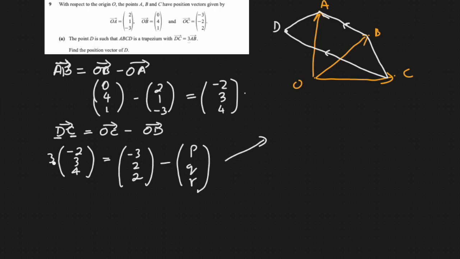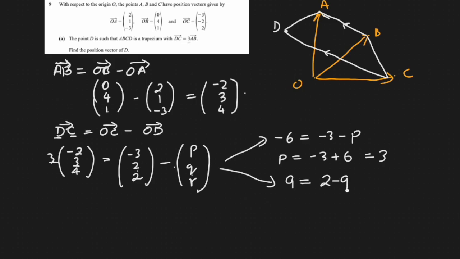Okay, so now we can easily make equations out of them. First equation, for the x component: 3 times minus 2, minus 6, equals minus 3 minus P. So let me bring P to the left side. P becomes positive and it becomes minus 3 plus 6, which is 3. Q: the equation will be 3 times 3, 9, equal to 2 minus Q. Okay, Q goes to the left side. Q is 2 minus 9, which is negative 7.